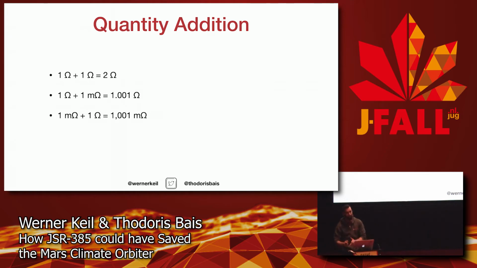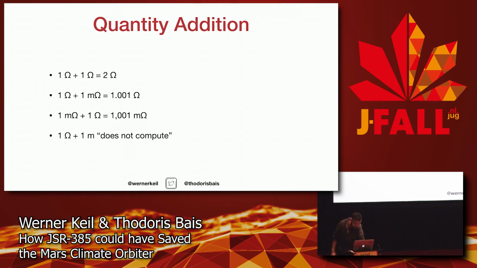1 milliohm plus 1 ohm equals 1001 milliohms. What about 1 ohm plus 1 meter? That should never compute, right? That's why also in our unit API JSR, we are throwing an incommensurable exception, if I can remember. Actually, this one would not even compile in the first place, yes.